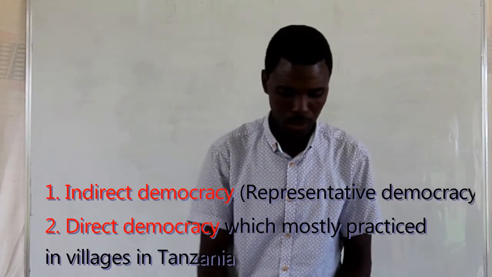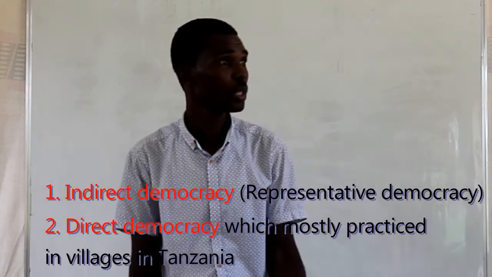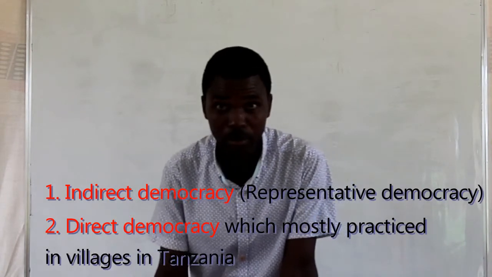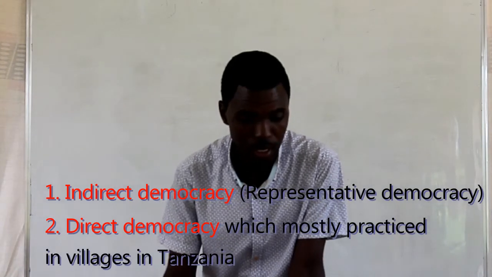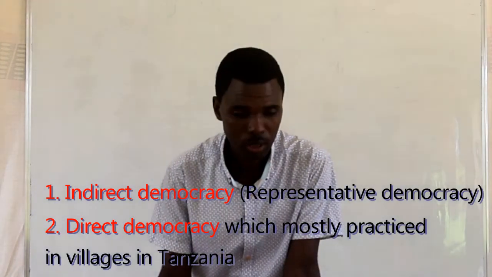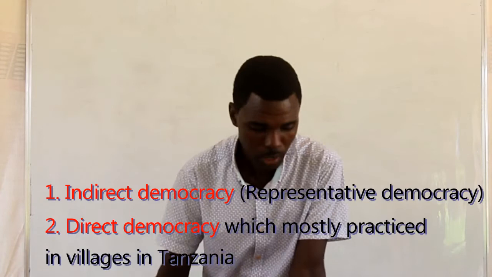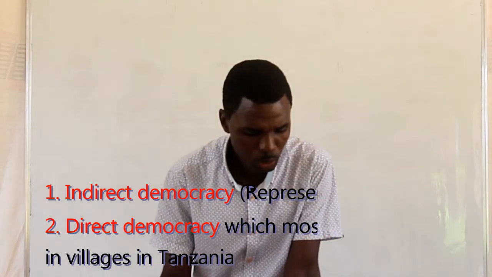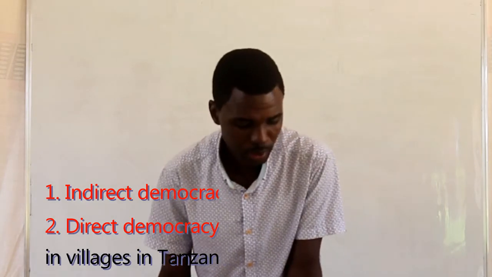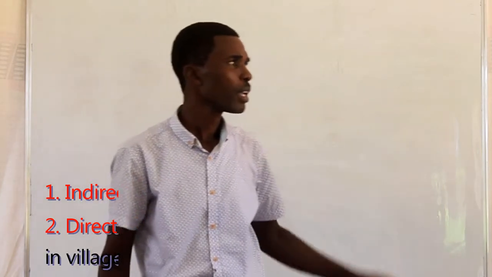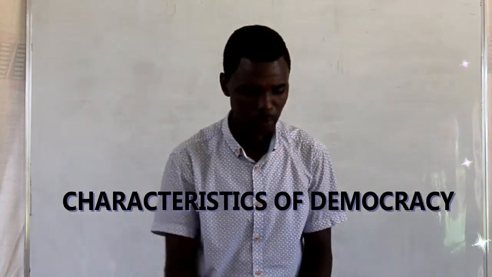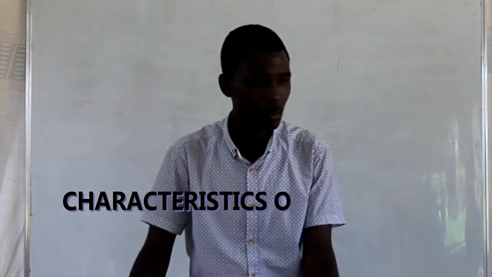We also talked about indirect democracy, which is most applicable in Tanzania, especially in villages. Remember, I gave you questions to answer about that, and make sure you answer them, because if you listen to me, you'll understand what I'm explaining here. Now, today I want us to pass through the characteristics of democracy, as I said last time.